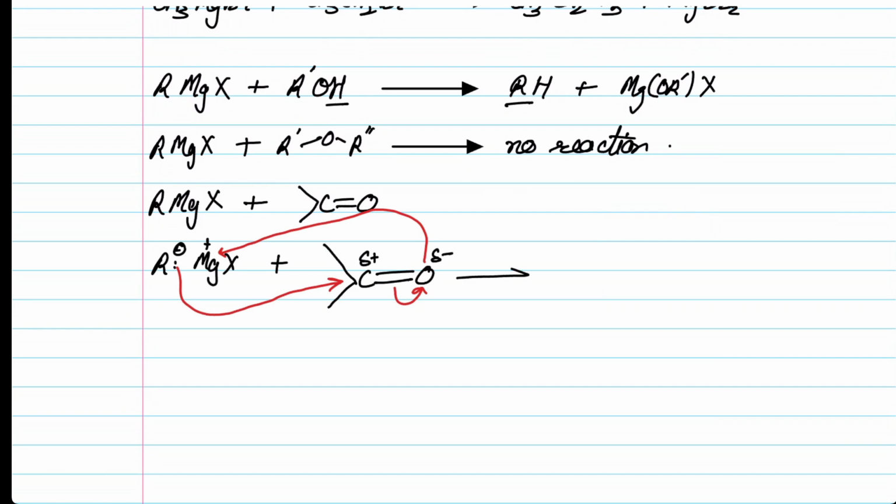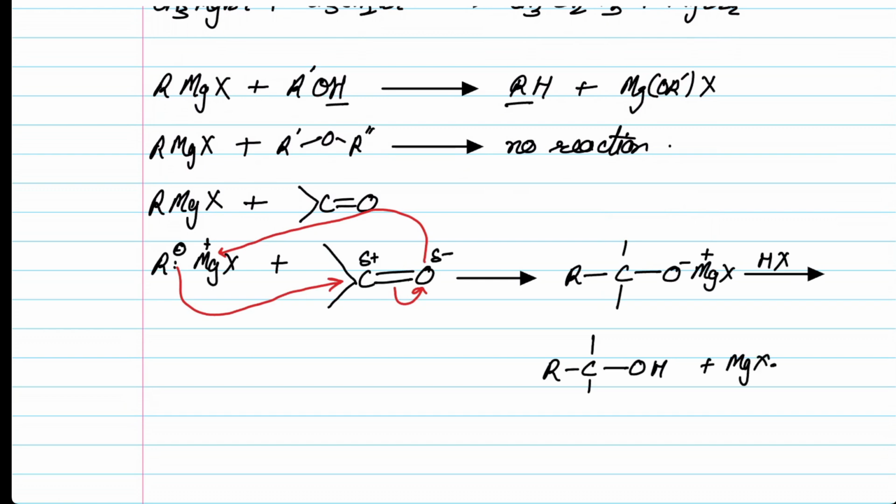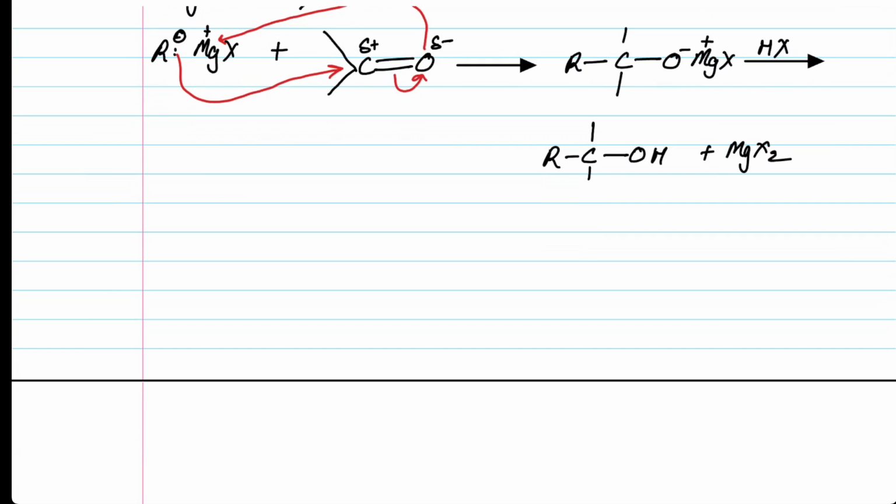The intermediate species that we get in this reaction is R, here we have carbon, and here we have oxygen with a negative charge and MgX plus. The reaction is followed by acidification. We add an acid. This H is going to replace MgX and we are going to get R-C-OH along with MgX2. So this is the product that we are going to get. In fact, we are going to get an alcohol when the Grignard reagent reacts with any of the carbonyl groups, whether it be an aldehyde or a ketone. Let's have certain examples of different aldehydes and different ketones.